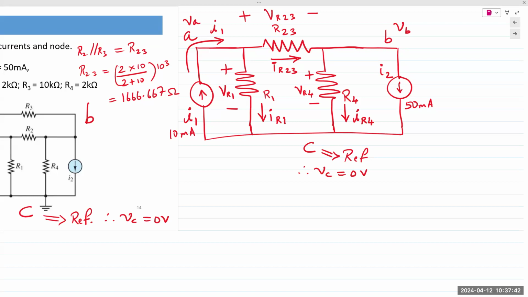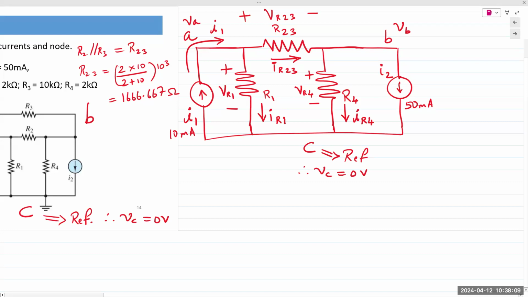Okay. And now I'm ready to write my KCL expressions. So A, B, and C. C is 0 volts. I can write my KCL expression at any of these three nodes. But I just need two. I have two unknown variables, right? C is 0, A and B are unknowns. I can apply KCL at A, I can apply KCL at B, or I can apply KCL at C.